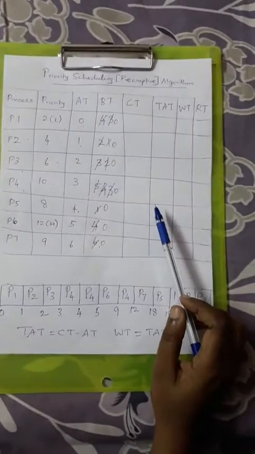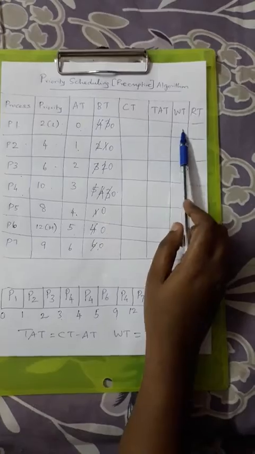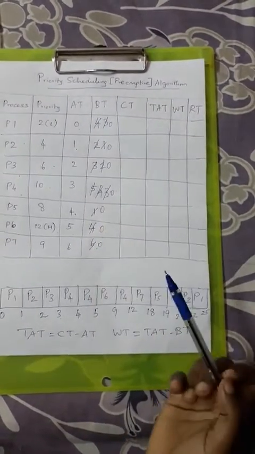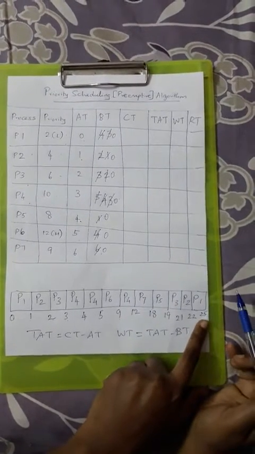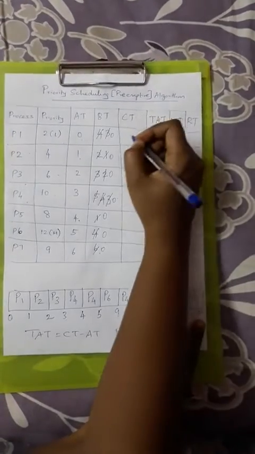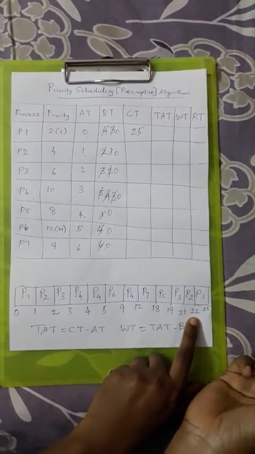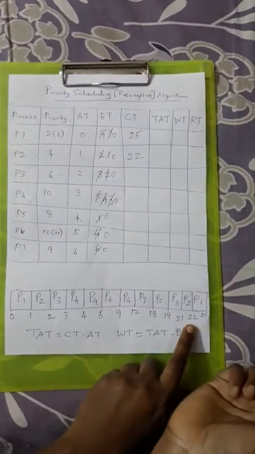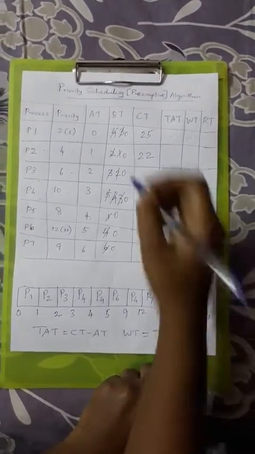Now we will see how to compute the completion time, turnaround time, waiting time and response time of this priority scheduling algorithm. So the completion time of P1, you have to see from backwards. P1 has completed at the 25th millisecond, so the completion time is 25. P2 has completed at the 22nd millisecond, so here 22. Next, P3 has completed its execution at the 21st millisecond.